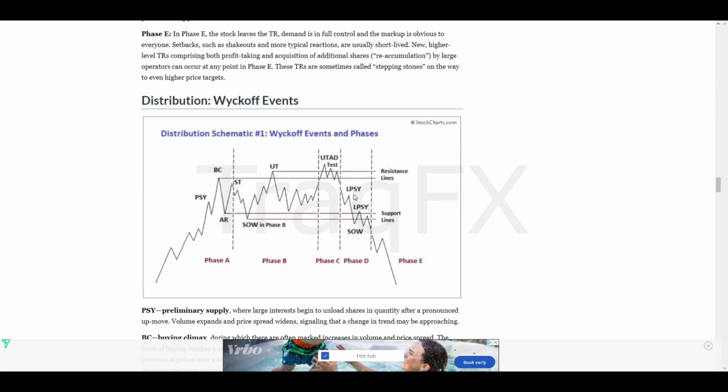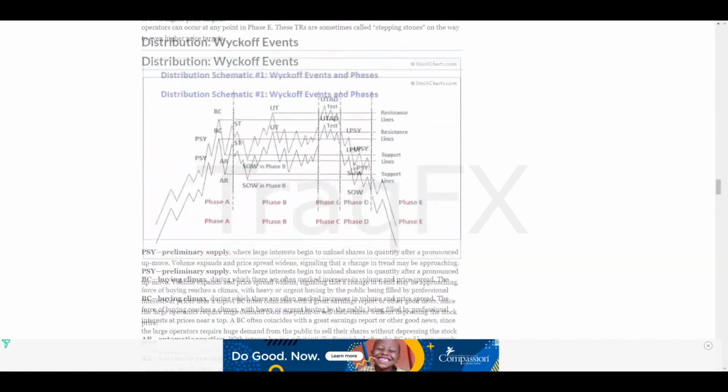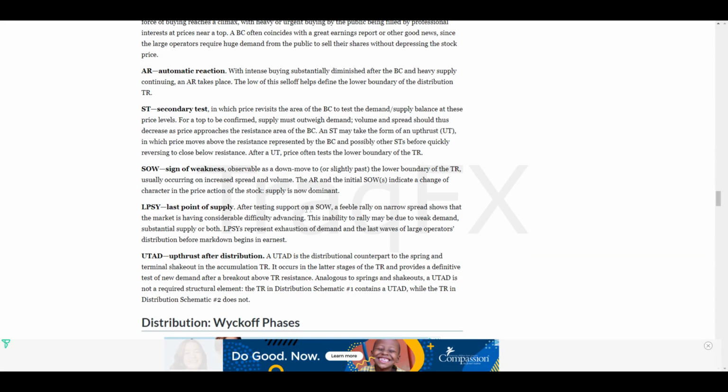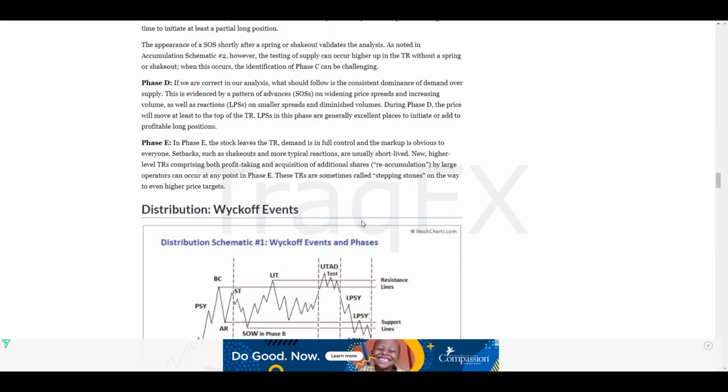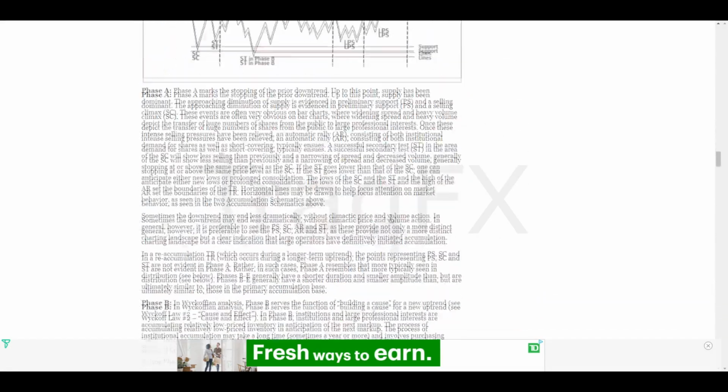Now we have the LPSY, which is our last point of supply, not support. Basically, after testing support on a sign of weakness, a feeble rally on narrow spreads shows that the market is having considerable difficulty advancing. This inability to rally may be due to weak demand, substantial supply, or both. LPSYs represent exhaustion of demand and the last waves of larger operators' distribution before markdown begins in earnest. That's a little confusing, but imagine this LPSY is the same as the opposite.